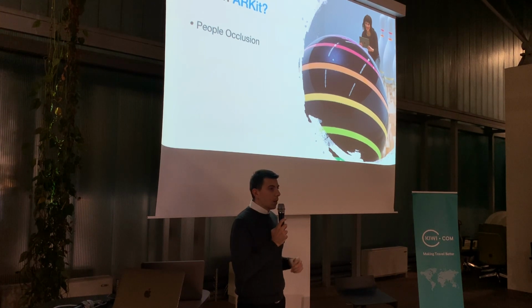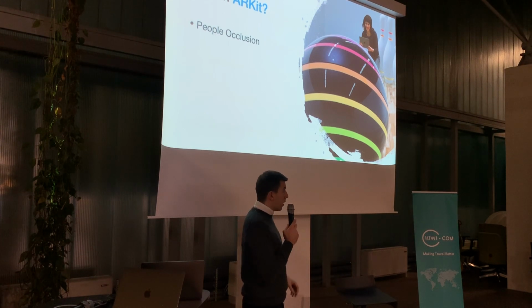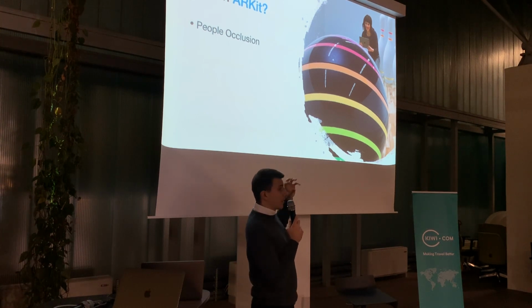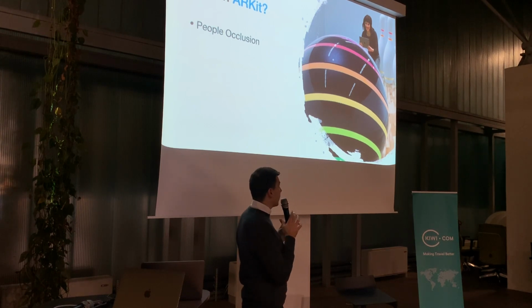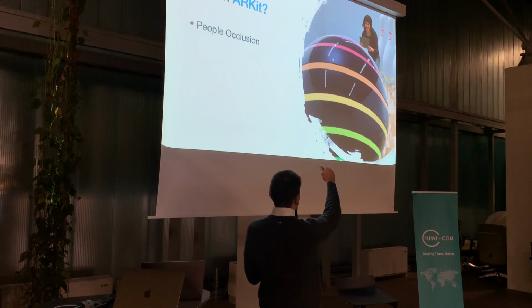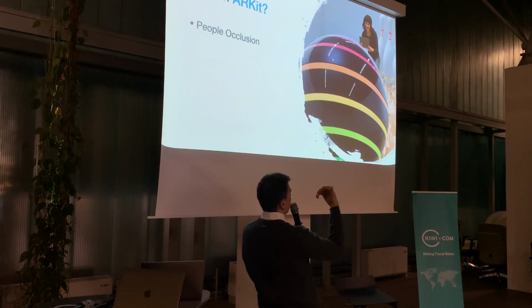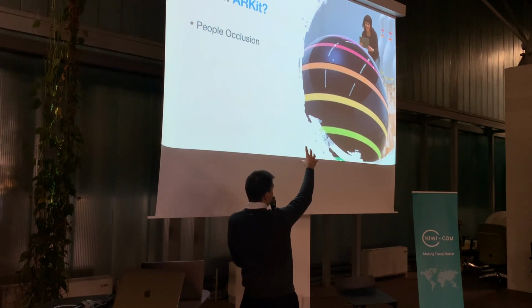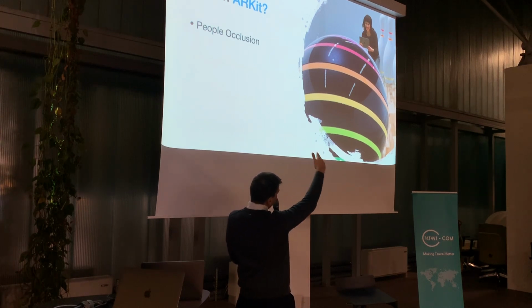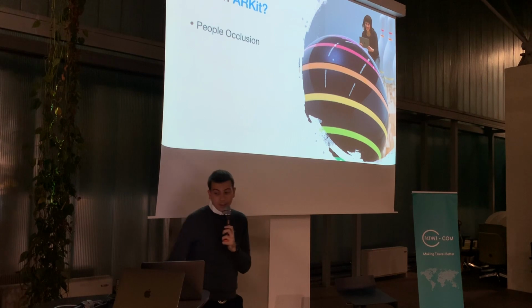What does it mean? You can place a virtual object through the camera of your phone, and if there is someone behind this virtual object, they are completely or at least partially covered. As you can see, there is one guy using, for example, his iPhone to place this ball, and behind the ball there is that mirror. As you can see, it's occluded.